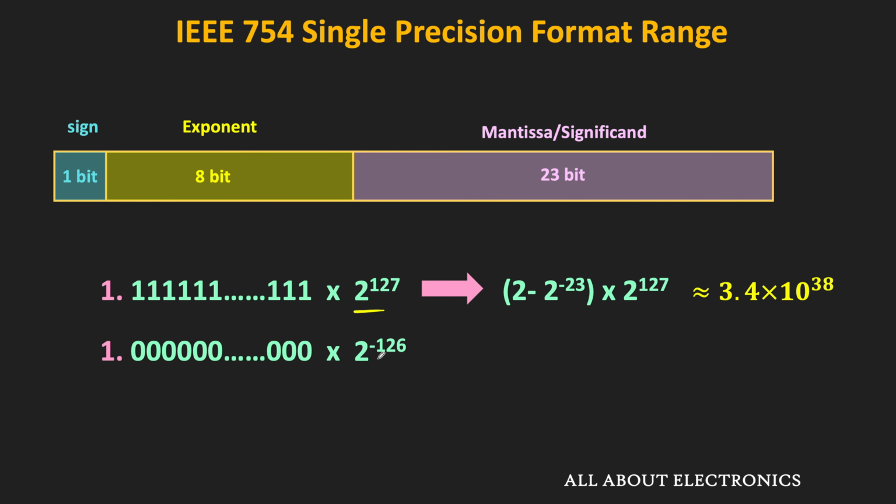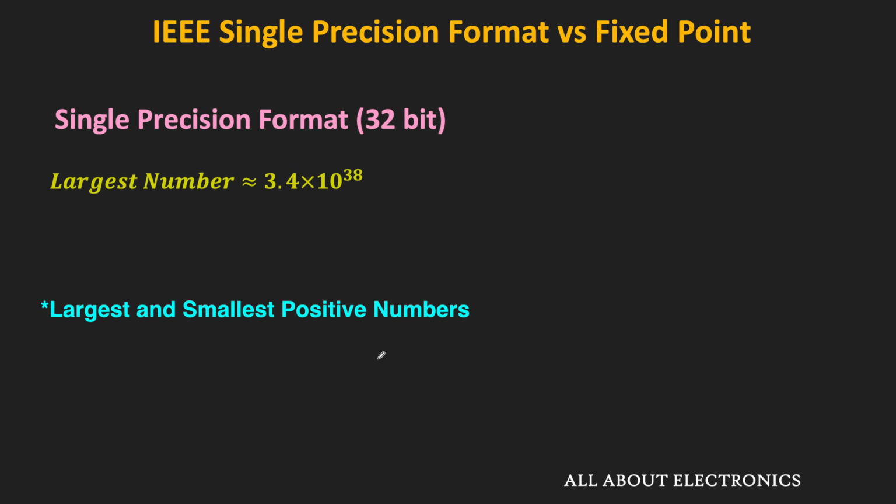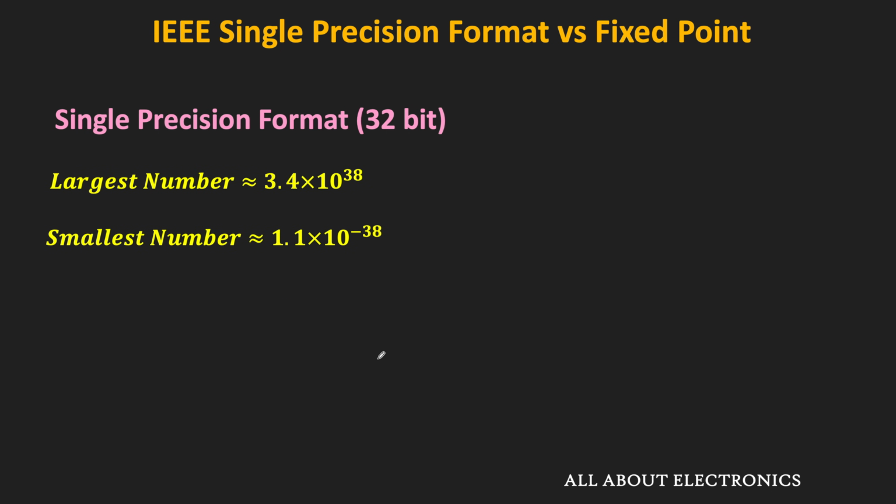Similarly for the smallest number, the mantissa part is equal to 0. That means the smallest representable number is equal to 2 to the power minus 126, and that is roughly equal to 1.1 times 10 to the power minus 38. That means in this IEEE single precision format, the largest and the smallest numbers are in the order of 10 to the power 38 and 10 to the power minus 38 respectively.